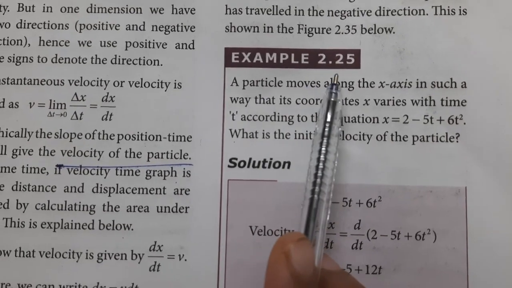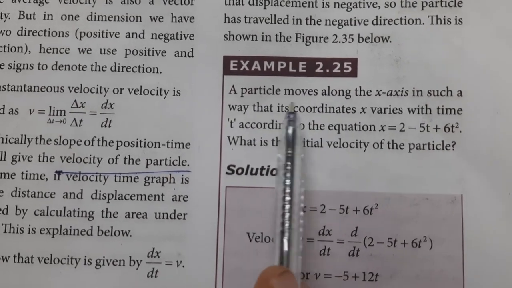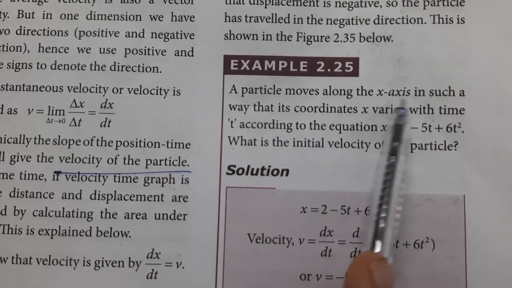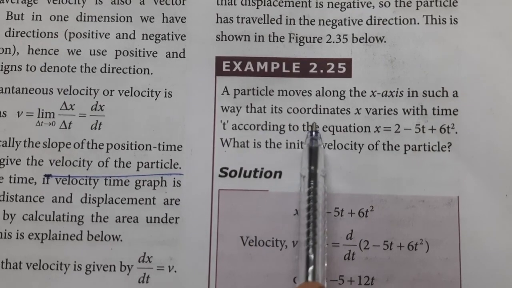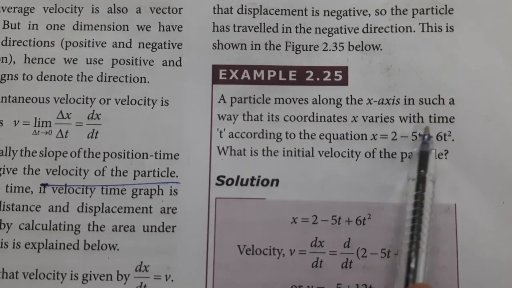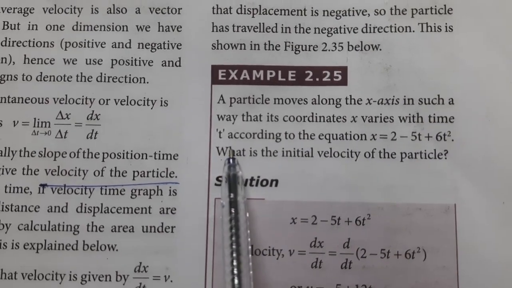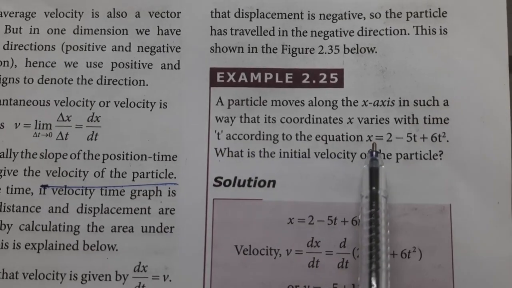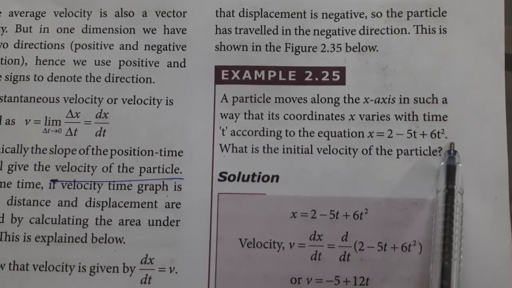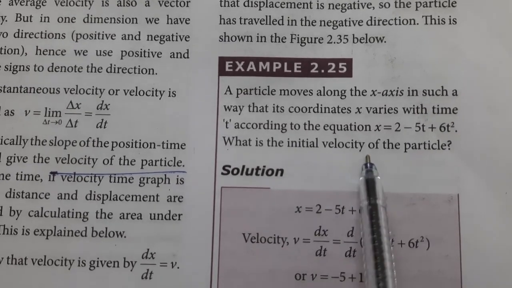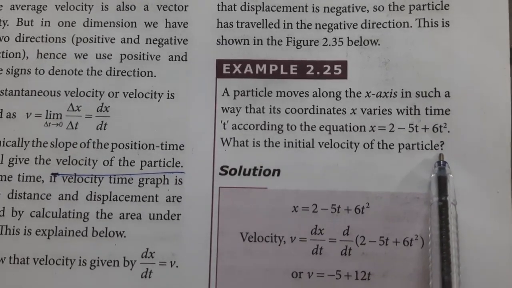Example 2.25. A particle moves along the x-axis in such a way that its coordinate x varies with the time t according to the equation x equal to 2 minus 5t plus 6t square. What is the initial velocity of the particle?